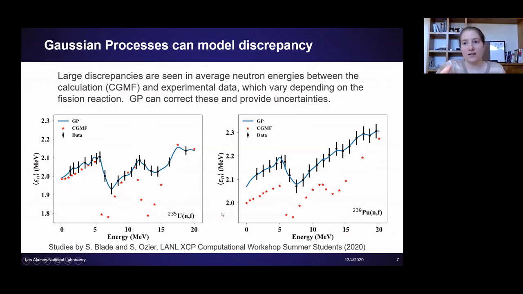And so again, this is another place that we have models that do not necessarily match data in all places, and we just need to correct in some regions.